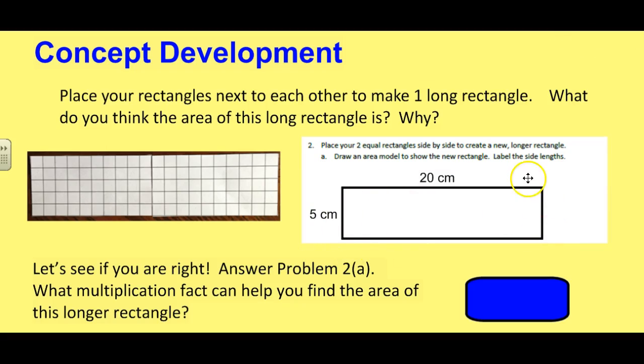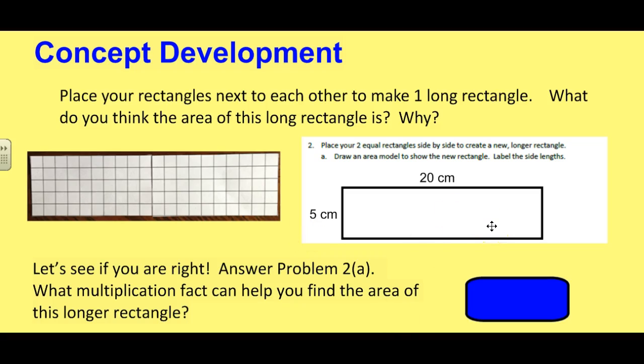So your area model should look like this, and if you notice, this side length of the rectangle is pretty long, so you should have a longer side on this side of your rectangle since this is 20 centimeters and this is only 5 centimeters, and it matches what your rectangles look like on your desk. Make sure that you have it labeled correctly for number 2.